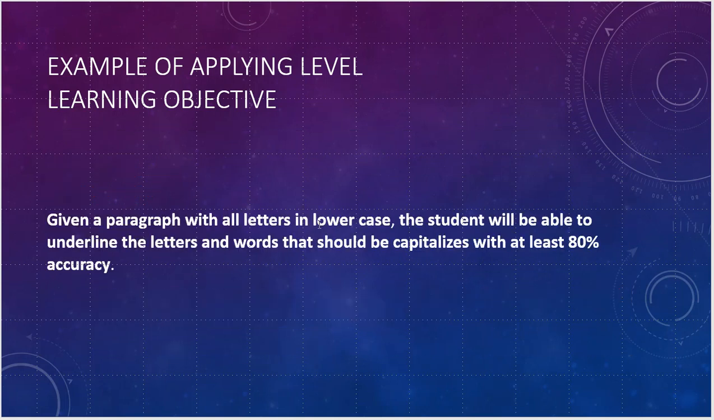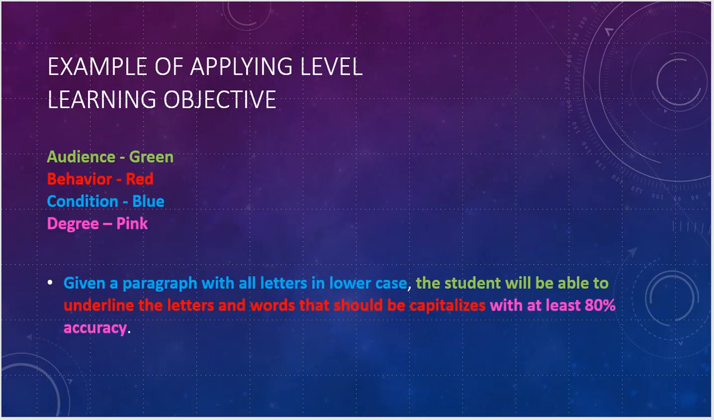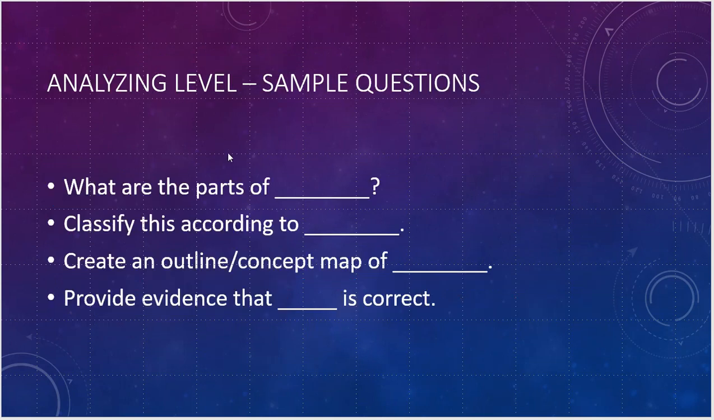All right, given a paragraph with all letters in lowercase, the students will be able to underline the letters and words that should be capitalized with at least 80% accuracy. All right, so here the student's going to do it. What's the condition? They're going to be given a paragraph with all letters in lowercase. They're going to underline the letters and words that should be capitalized, and they're going to do it with at least 80% accuracy.